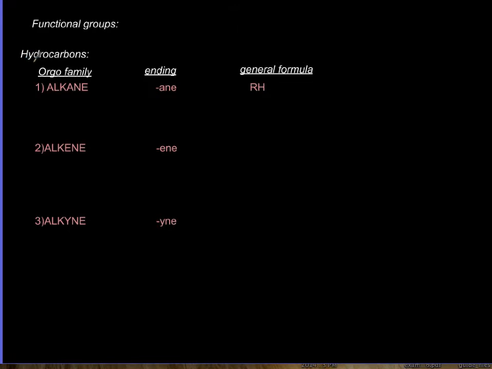They only have carbon and hydrogen in them, and they're broken into three families. One is alkane, which is saturated. They only have single carbon to carbon bonds. Their ending is -ane, and their general formula is RH. Just a note, R could be hydrogen, or it could be any other group, any other part of an organic compound.